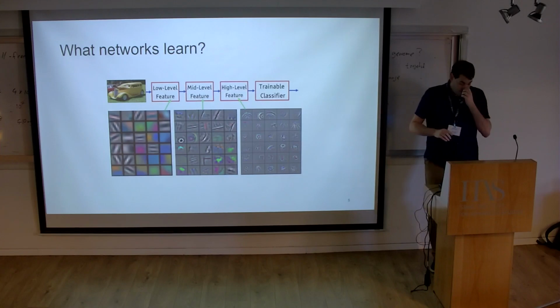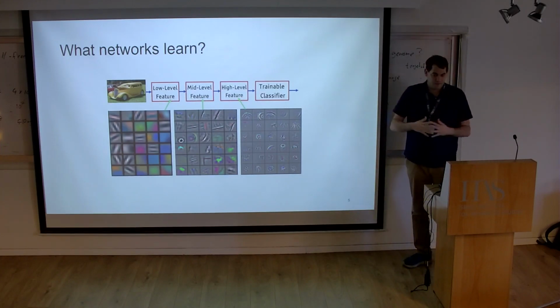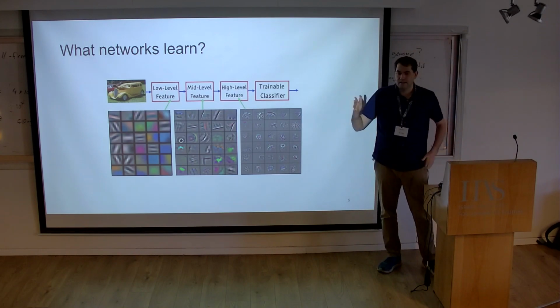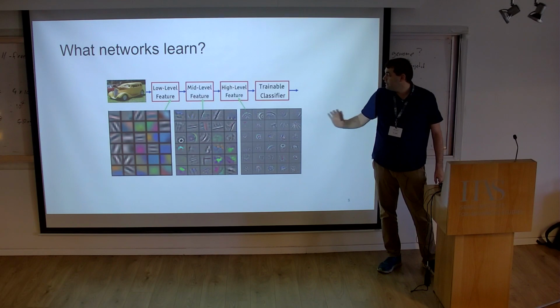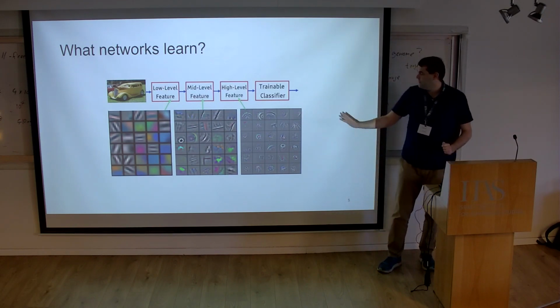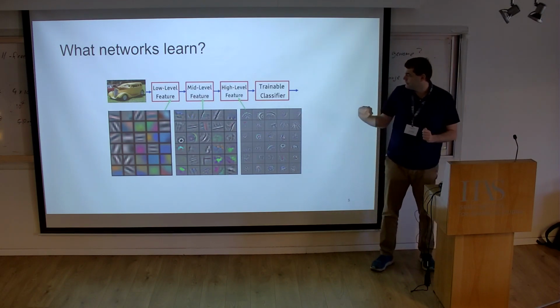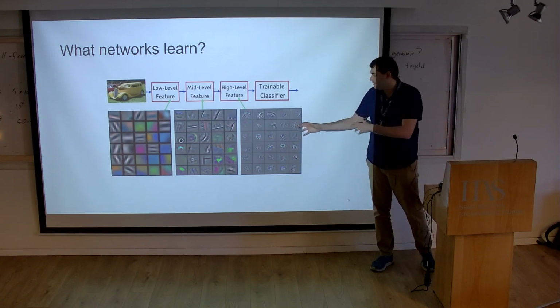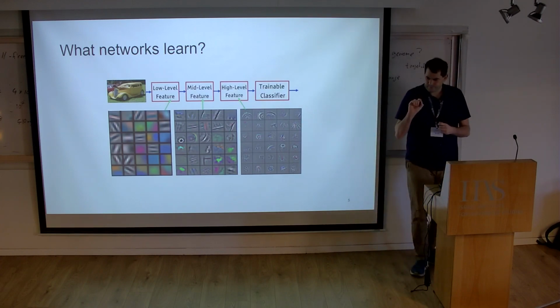And we can analyze this network. People have done it in many works. Usually the low-level features learn wavelet transforms or Fourier features, and the higher levels are more semantic. They learn more semantic patterns. Maybe you can recognize some objects or some patterns in them.